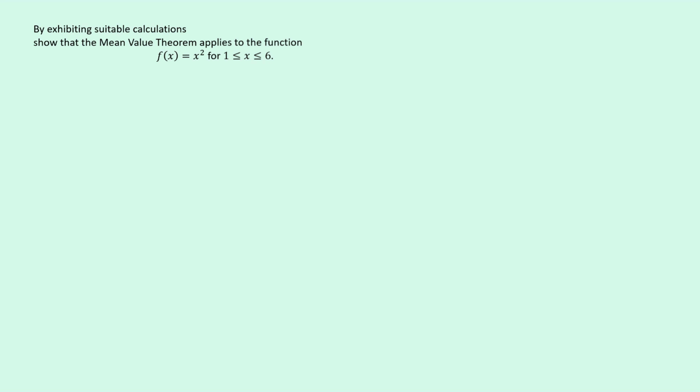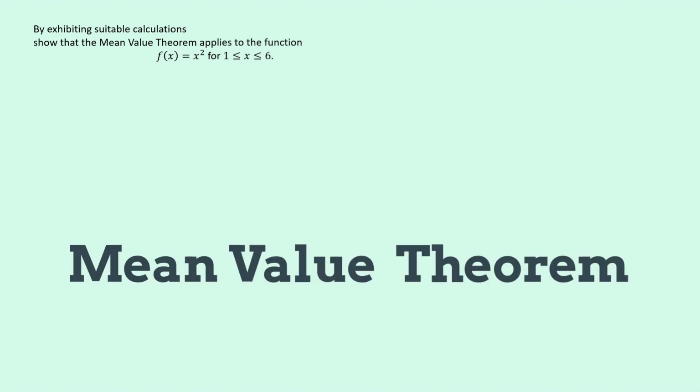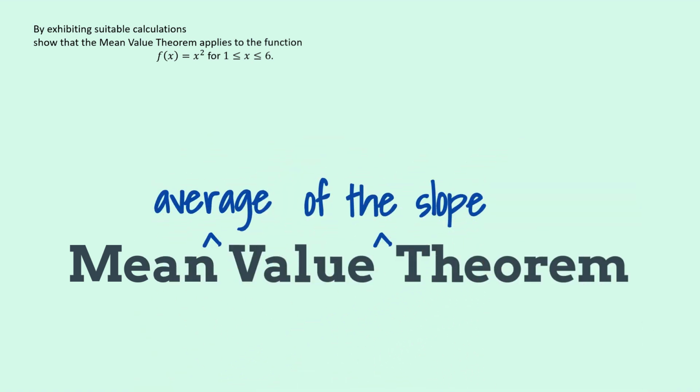And here it's just asking us to do some calculations. There's no need for us to do a proof. There's no need for us to even state the mean value theorem. I'll do that later in one of the other questions. So one way to look at this is to basically add a few words to the theorem. So I like to think of it as the mean average value of the slope theorem.